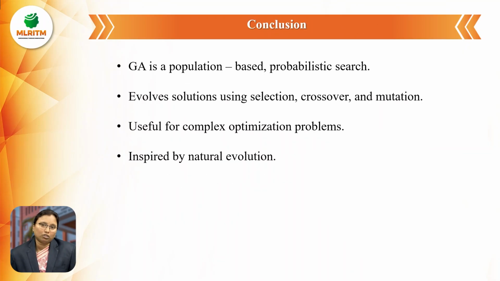And now I have to conclude my genetic algorithm topic. The genetic algorithm is based on the population. The population includes, whatever we discussed, different types of operators. So it is population based. And the next one is probabilistic search. Evaluate the solution using the operators selection, crossover, and mutation. And next, we use it for complex optimization problems also.